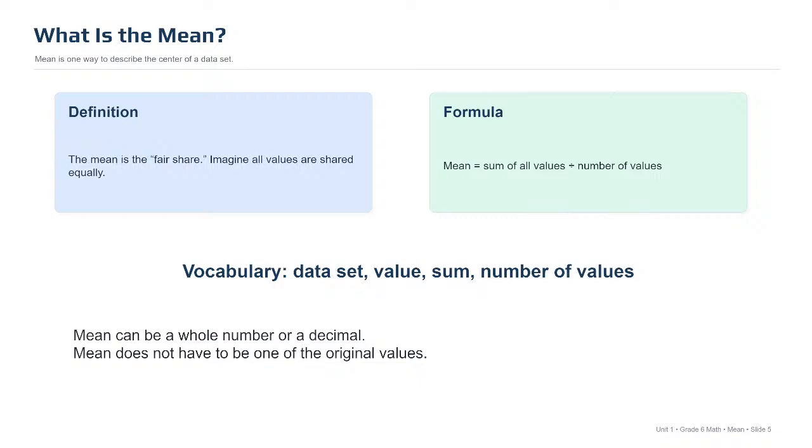So, what is the mean? The definition of the mean is the fair share. Imagine all the values are shared equally. The formula is mean equals the sum of all values divided by the number of values. And the vocab is data set, value, sum, number of values.